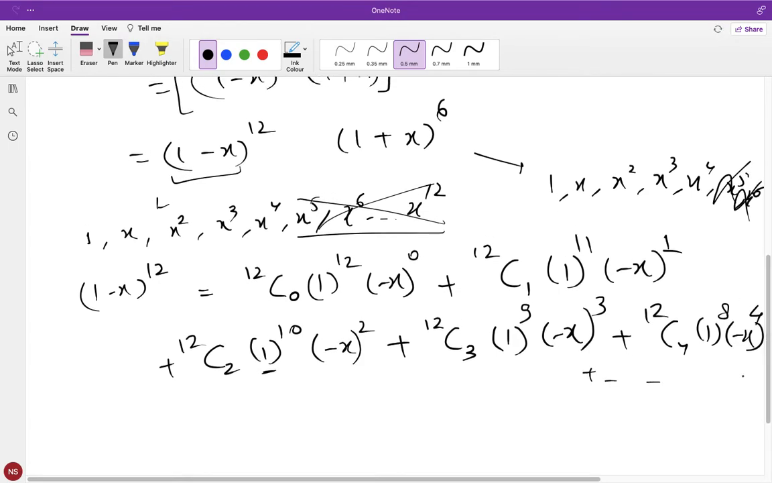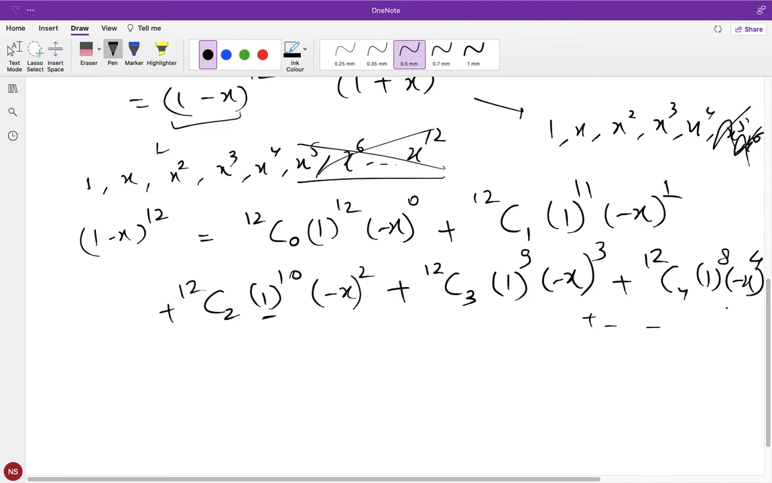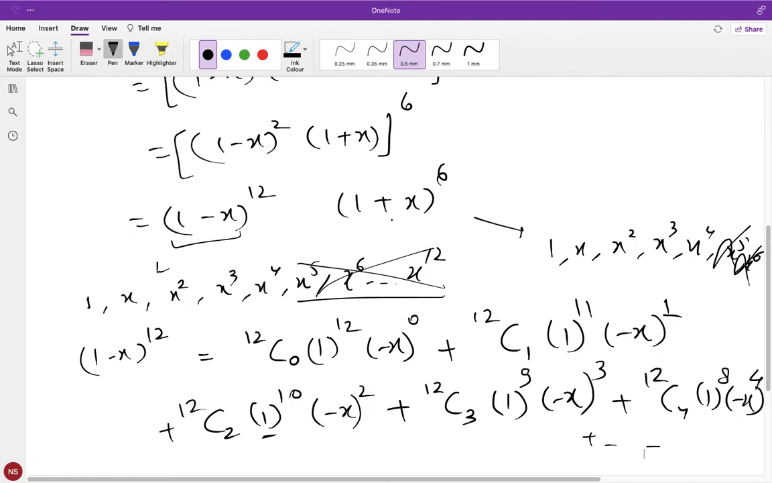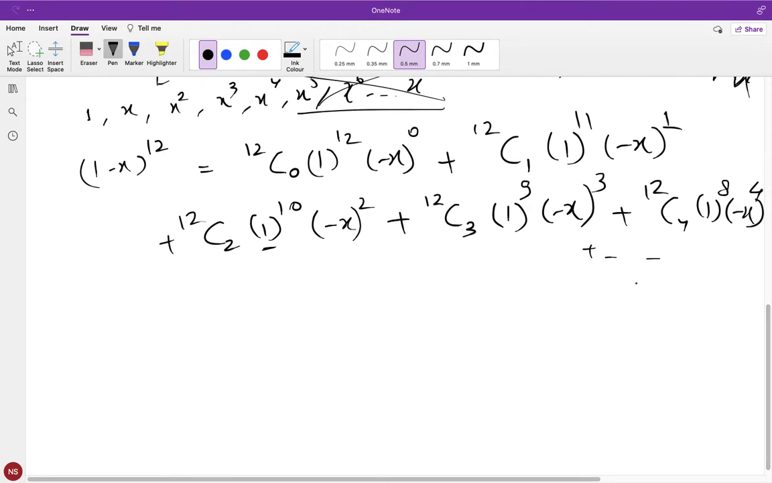And plus dot dot dot, which I am not interested in because I only need the coefficient till x raised to the power 4. If I get x raised to the power 5 and multiply it with this series over here, minimum term would be 1. So still I will get x raised to the power 5, which is not useful to me. So I'm just ignoring all of this. Now what is this? This is 1. This is 1. This is 1. So just 1. Plus 12c1 is what? 12c1 is 12 and minus x.